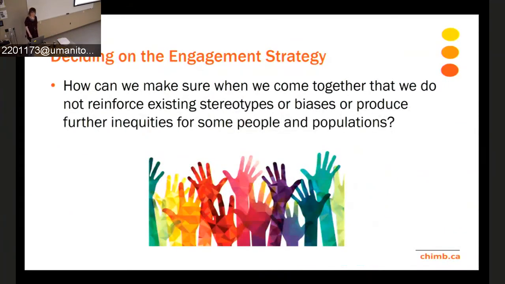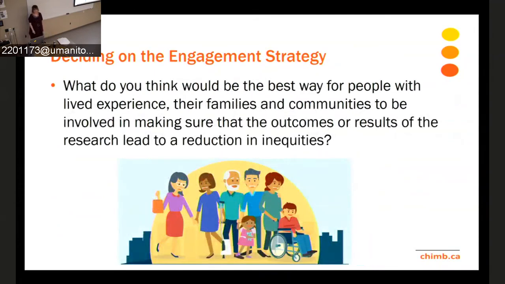How can we make sure when we come together that we're not reinforcing existing stereotypes or biases or increasing inequities for some people in the population? So what kind of things can we do to ensure that? What do you think would be the best way for people with lived experience, their families, and communities to be involved in making sure that outcomes or results of the research actually lead to a reduction in inequities?